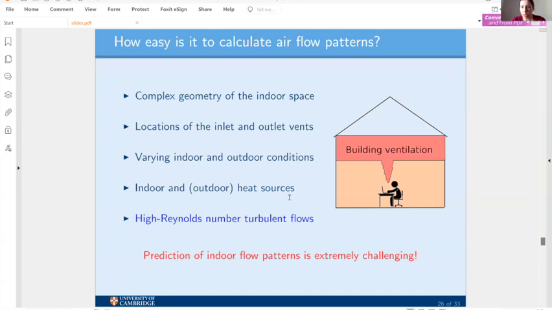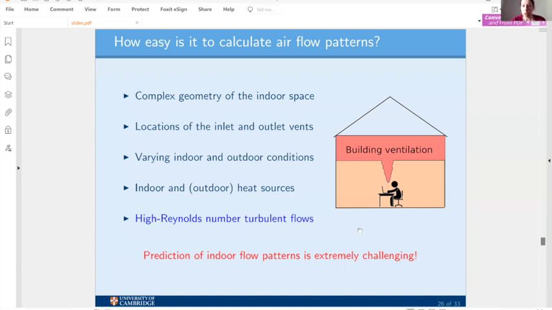So what we can try to do now is run some numerical simulations of the airflow patterns inside this building. But it turns out that this is also a very challenging task, because the airflows inside the building are high Reynolds number turbulent flows, which means that running numerical simulations inside these buildings is a very expensive and very time-consuming task. So summarizing what I told you here, the prediction of the indoor flow patterns for a given building is an extremely challenging task.